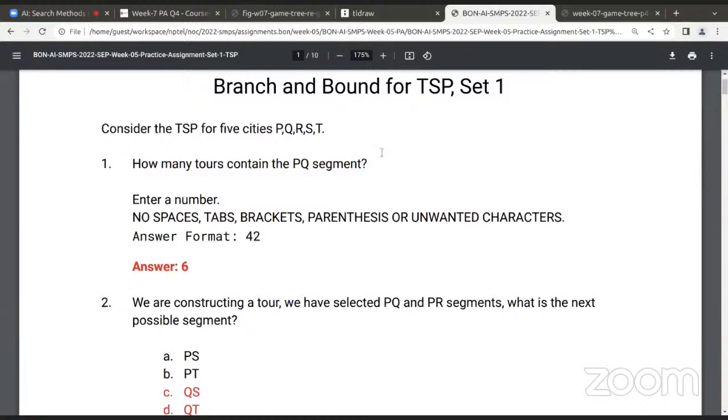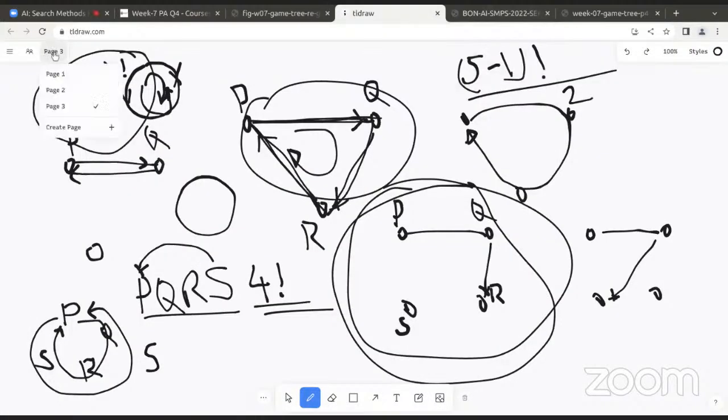How many tours contain the PQ segment? That is, I'm traveling from P to Q. Okay, let us draw on another page so you get the intuition for it. So this is what we expect you to do. This is P, this is Q, R, S, T. Right, 5. I want all the tours where I'm traveling between P and Q. From P, the next city is Q. I may go from P to others, but this is definitely a must. So in all permutations, I have to have P next to Q.